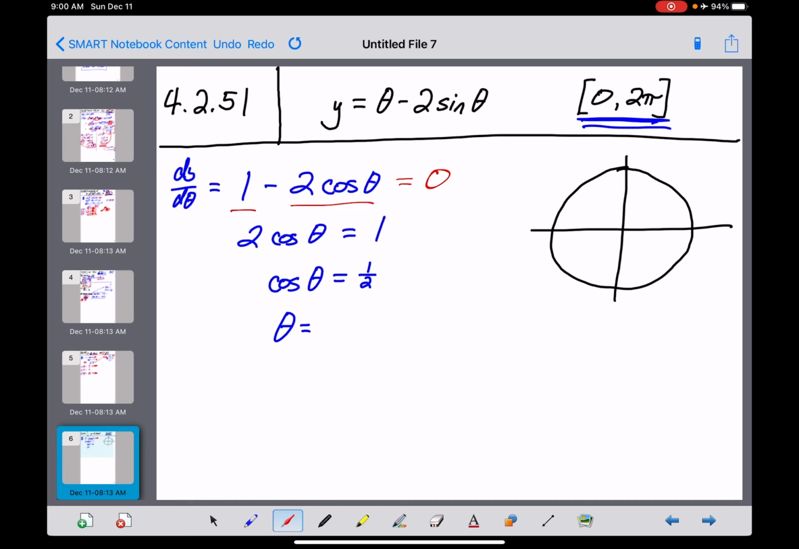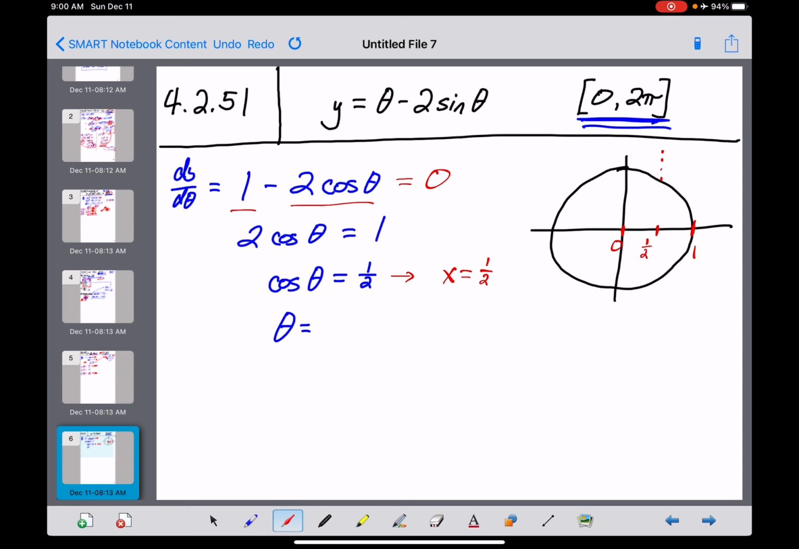Cosine of theta equals 1/2. Remember, guys, that on the unit circle, cosine is just your x value. I want to know where on this circle right here do you have an x value equal to 1/2. Well, at the origin, guys, x is obviously equal to 0. And right over here, 1 unit out to the right is where x is equal to 1. So x is equal to 1/2 right there in the middle between 0 and 1.